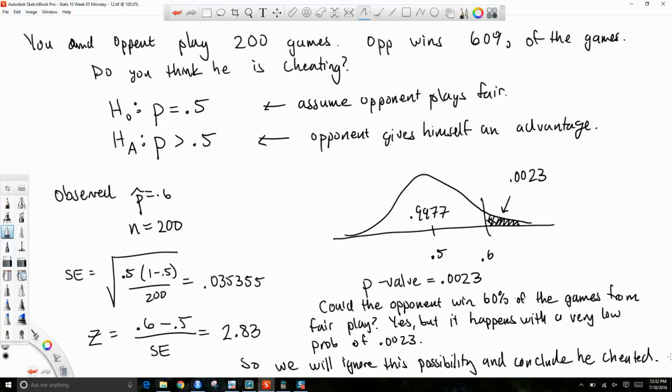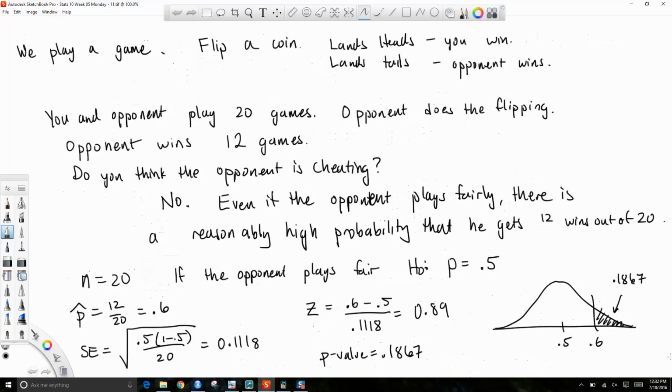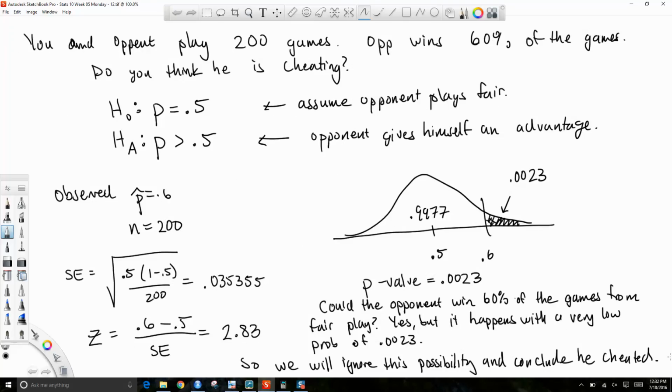Is that okay? Okay, and so notice in the previous example, he also won 60% of his games. But in the previous example, we did not accuse him of cheating because after 20 games, you can win 60% of the games with a probability of 0.1867. So we said, well, that happens often enough that it's possible he just got this from being lucky. In this case, after playing 200 games, the probability of winning 60% from just random luck is much, much smaller. So we were ready to accuse him of cheating.